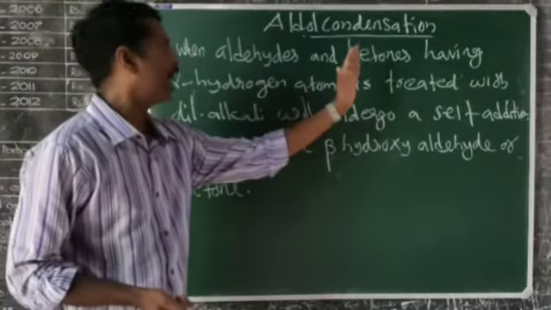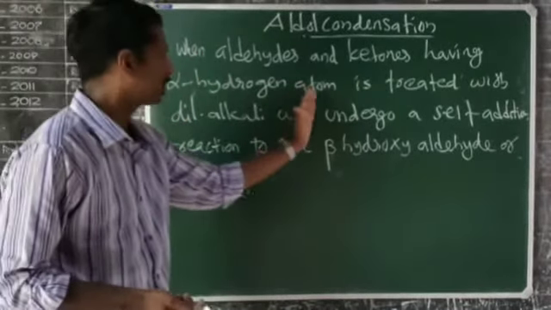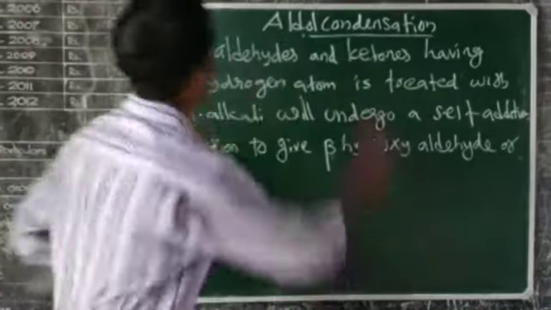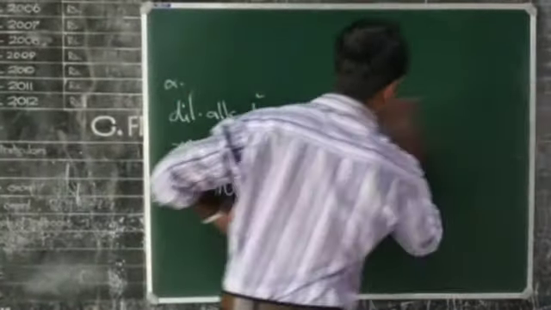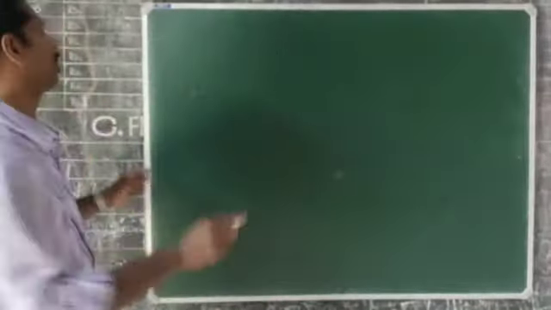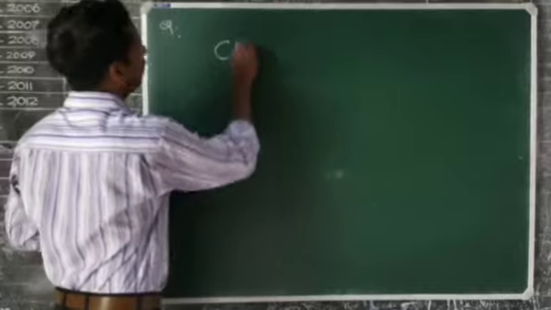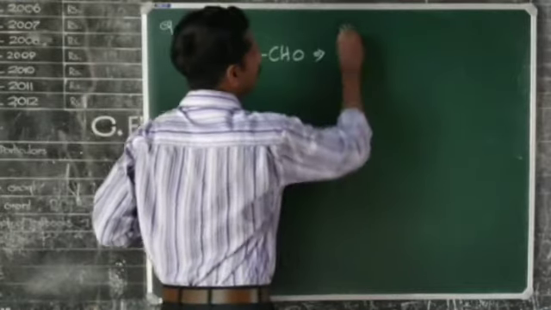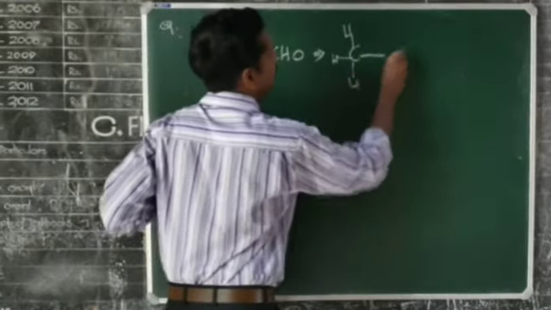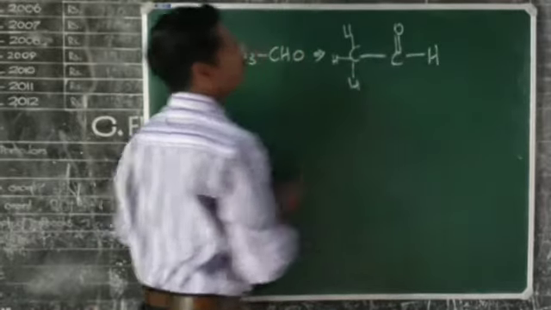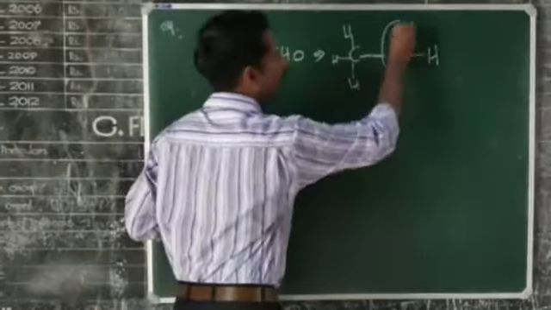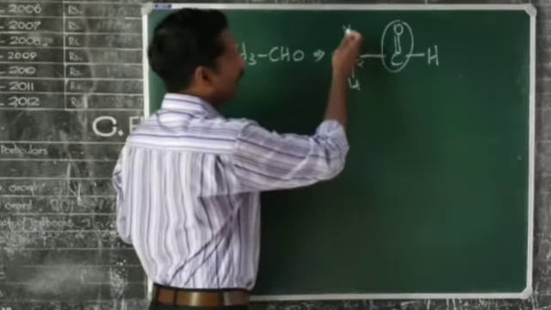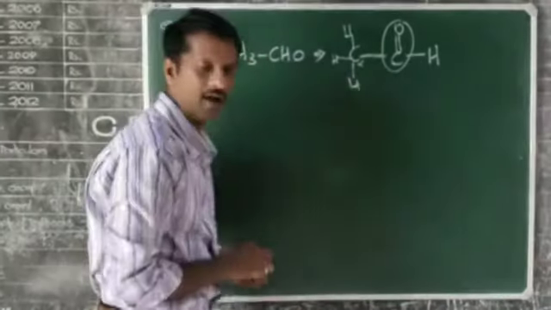When aldehydes and ketones having alpha hydrogen atom is treated with dilute alkali, will undergo a self-addition reaction to give beta hydroxy aldehyde or beta hydroxy ketone. So aldehydes and ketones having alpha hydrogen. Example, acetaldehyde, CH3CHO. What is the actual structure of acetaldehyde? CH3 C double bond O H. As we discussed earlier, the CO group attached carbon is alpha carbon, and therefore these hydrogen atoms are alpha hydrogen.